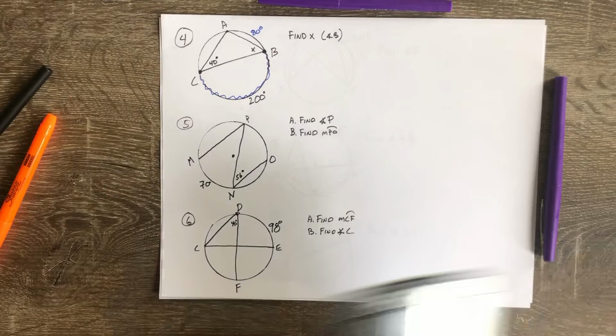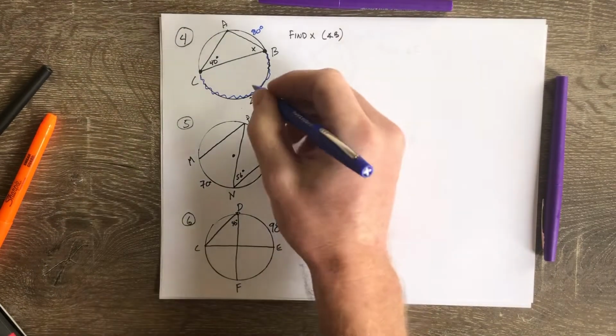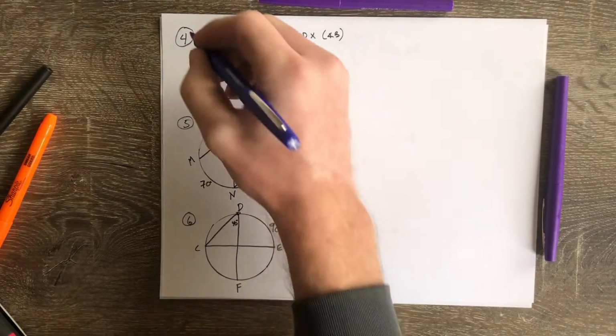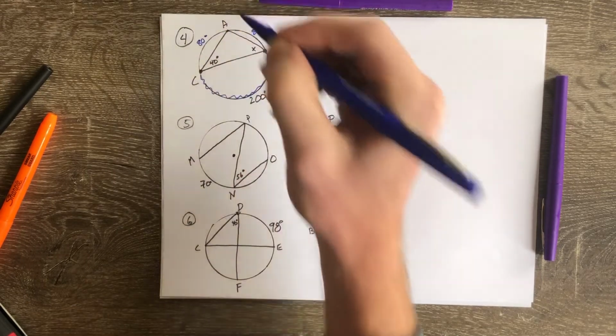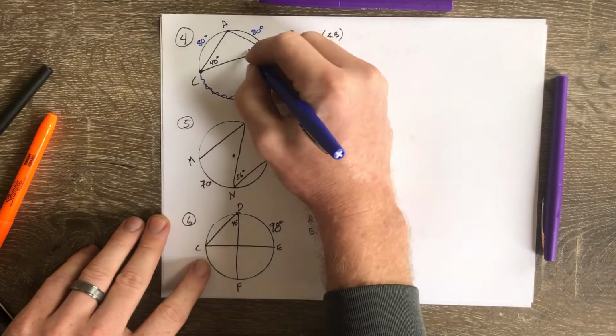It doesn't really matter how you do it. I'll find arc CA. So if I go 360 minus 280, that'll give me 80. And now that I know this is 80, I can work my way backwards and get that this is 40.